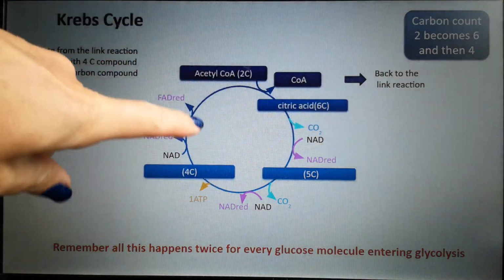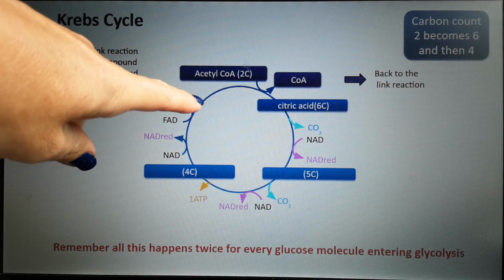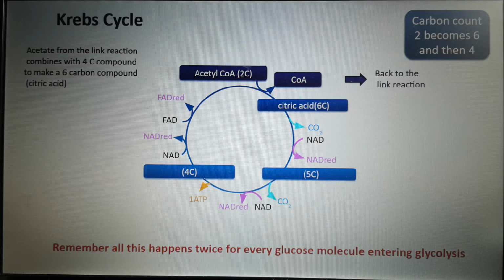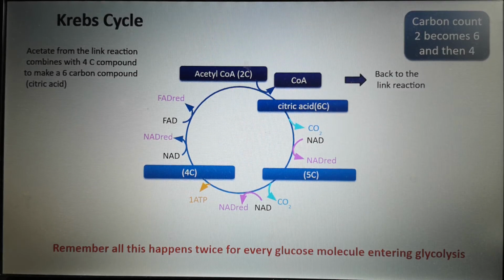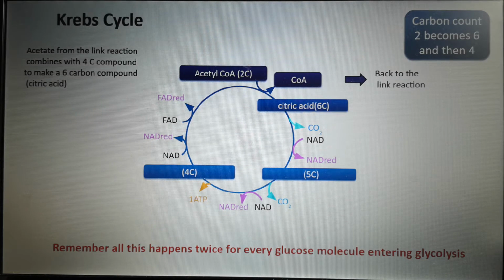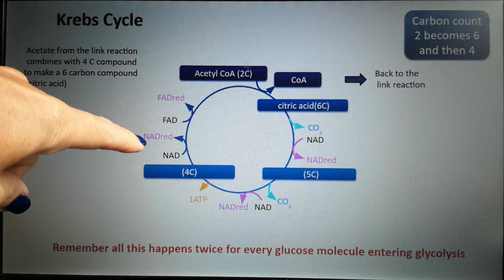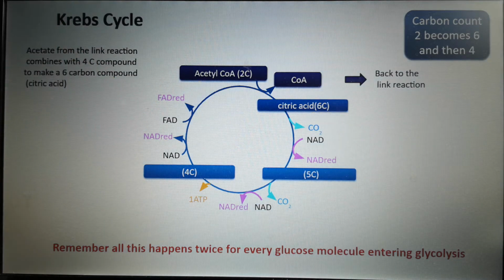So at this point here, we have released all of the energy from glucose. Okay, there's nothing left. We've produced a little bit of ATP, but most of it is tied up in all those electrons that are being carried mostly by NAD and occasionally by FAD. And those electron carriers, FAD and NAD, are going to go to the electron transport chain, and that's where the magic happens. That's where we produce all of the ATP that we need.